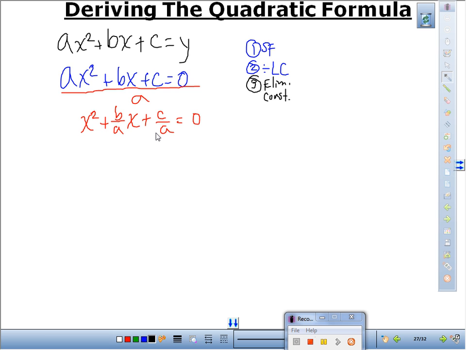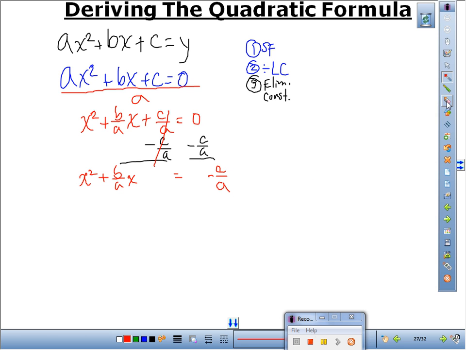What is my constant? Plus c over a. What is the inverse? Minus c over a, minus c over a. I bring everything else down, and I have x squared plus b over a x. These cancel, equals, I'm going to leave a little space here, minus c over a. Copy that, please.